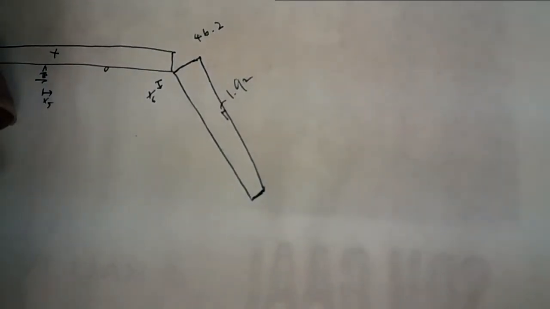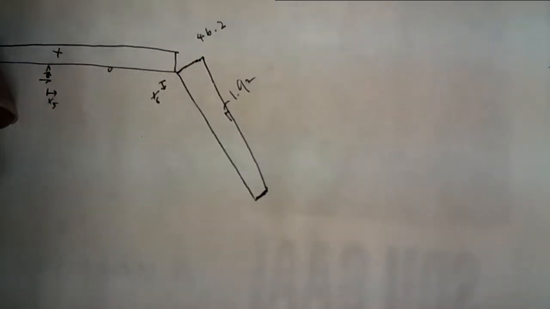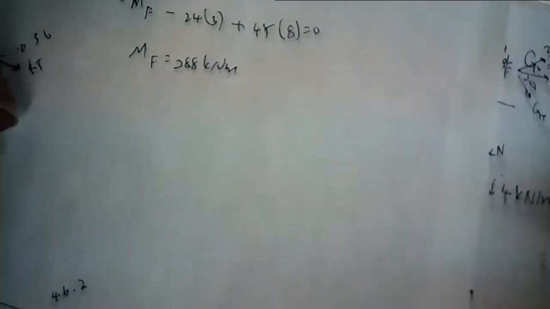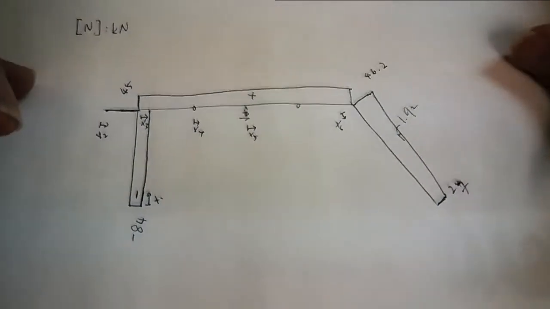46.2 minus 1.92 times 10 is 27. Okay, so at this point it is 27. So you can see that. I think there is a mistake. No, yeah, it's correct. So this is the actual force diagram.